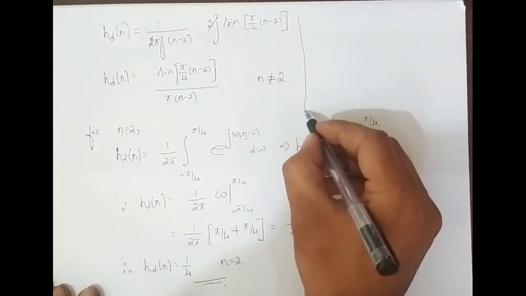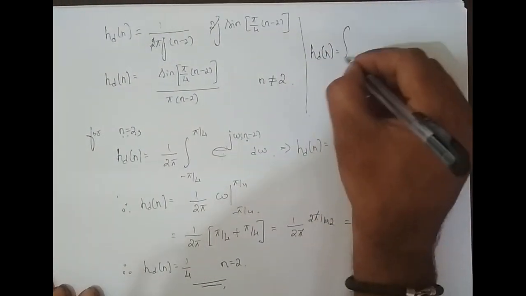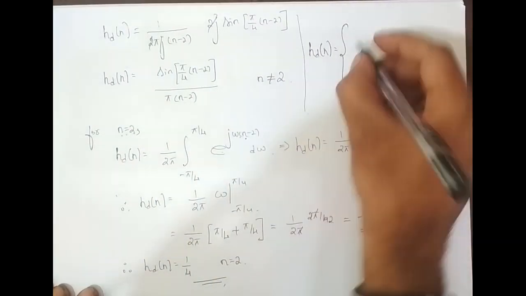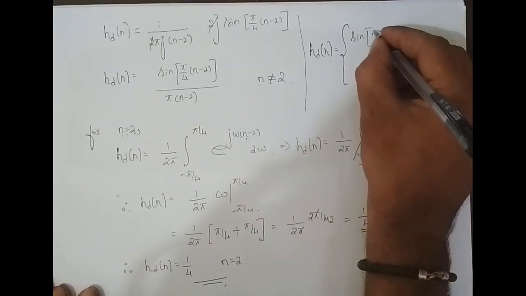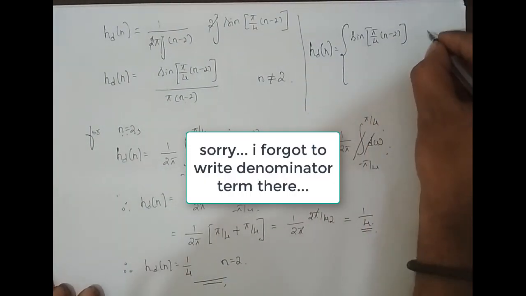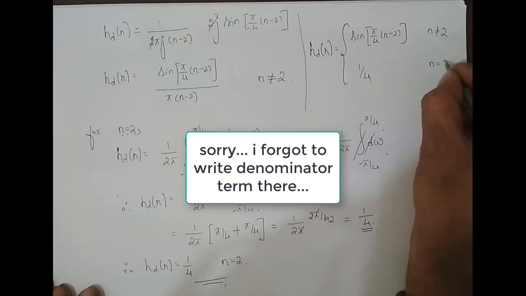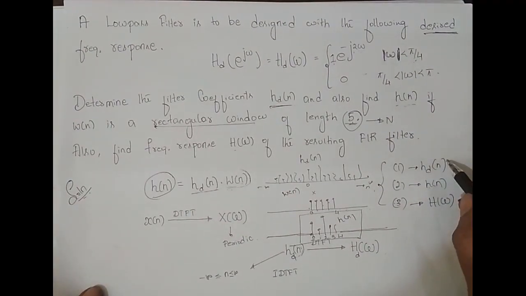Let me write it combinedly. So what is hd of n now? hd of n is sine of pi by 4 into (n-2) divided by pi into (n-2) for n not equal to 2, and equal to 1 by 4 for n equal to 2. So we found hd of n, the desired frequency response.